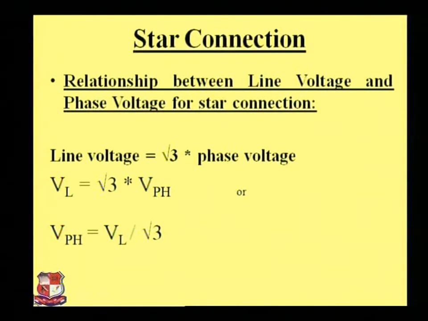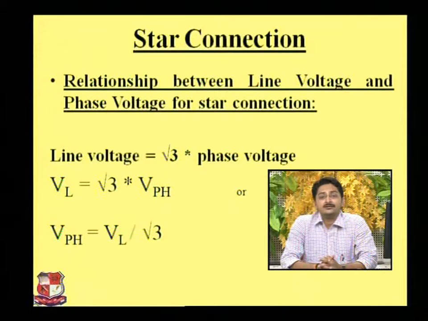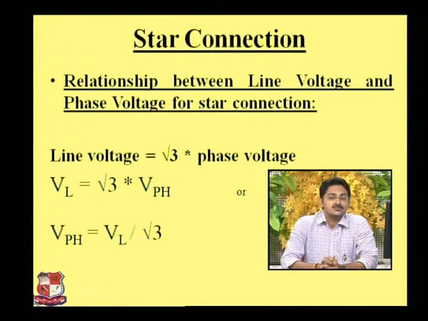So line voltage is indicated with the VL and phase voltage is indicated with the VPH. So the equation is like that, VL equals √3 times VPH, or you can prove that VPH equals VL by √3. Friends, the voltage in a star connection is the same as the current in a delta connection, and whatever the voltage in a delta connection, that becomes the current in a star connection. So this is the relationship, somehow reciprocal with each other.